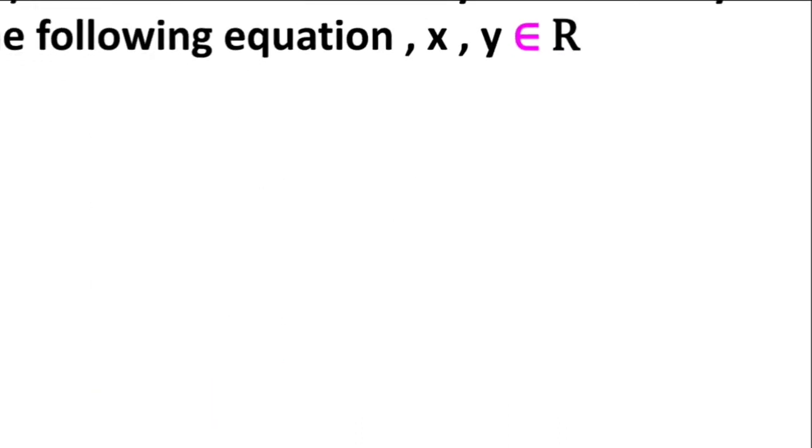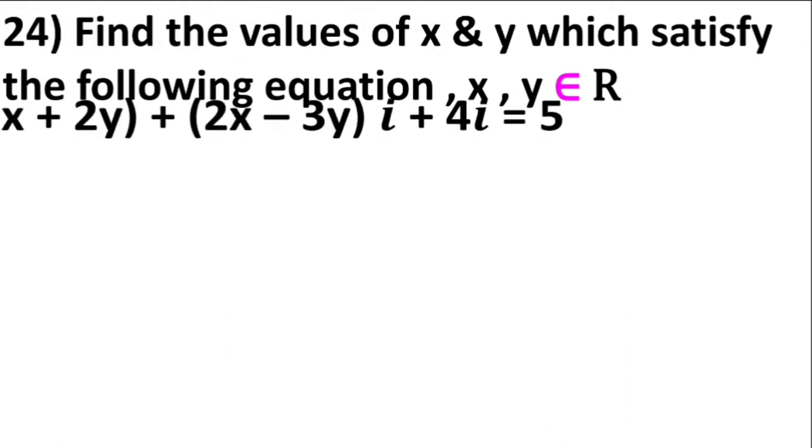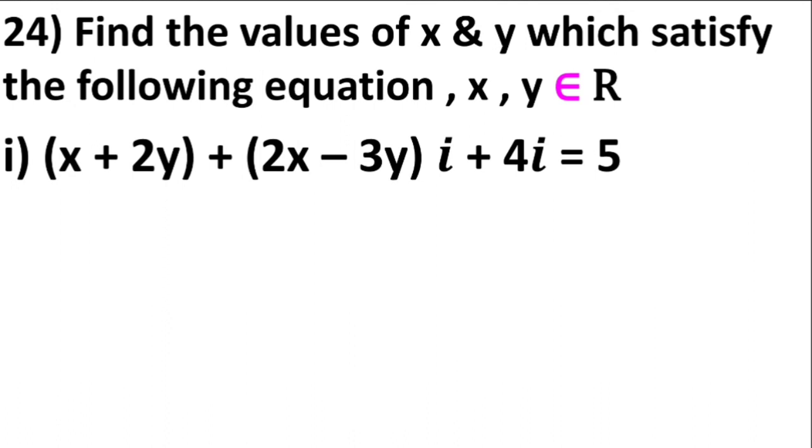Now question number 24. Find the values of x and y which satisfy the following equations, if x and y are real numbers and i is equal to under root of minus 1. The first question is, it has 5 questions, 4 to 5 questions. The first question is (x plus 2y) complete plus in the second bracket (2x minus 3y) into i plus 4i is equal to 5. From this complex equation you have to find out the values of x and y. It's very simple, just apply the definition of equality of two complex numbers.